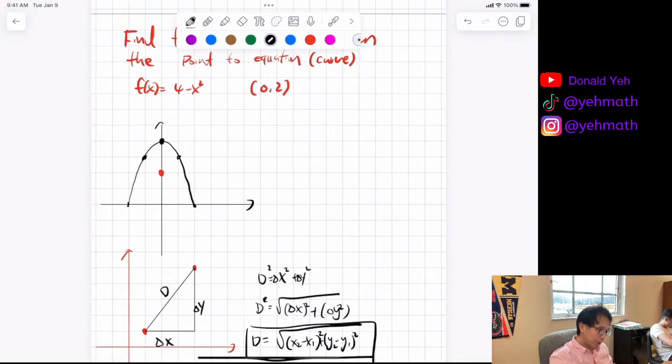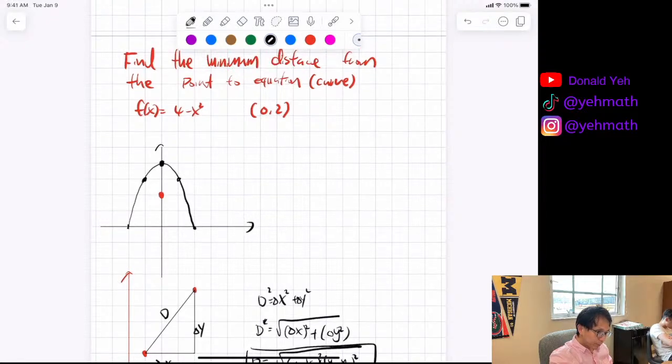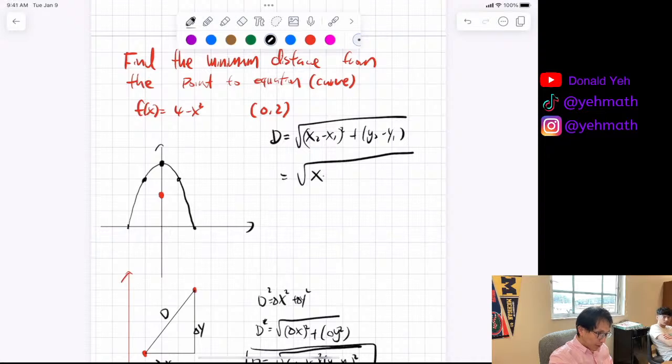Okay, so now we're going to use this equation. We're going to say distance equals x2 minus x1 plus y2 minus y1. Well, obviously we're going to use x minus 0. Why is it x minus 0? Because we're going to use y and x. And here's y minus 2. Why? Because the point is 0 and 2.